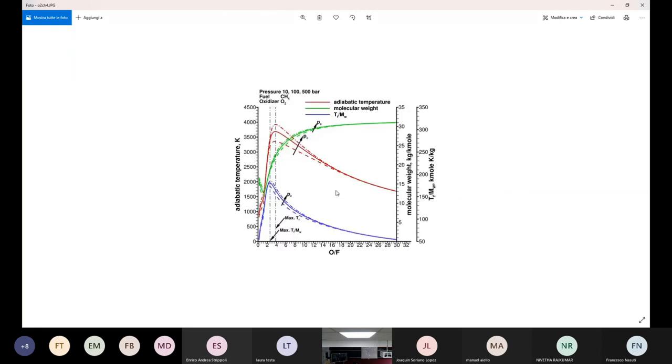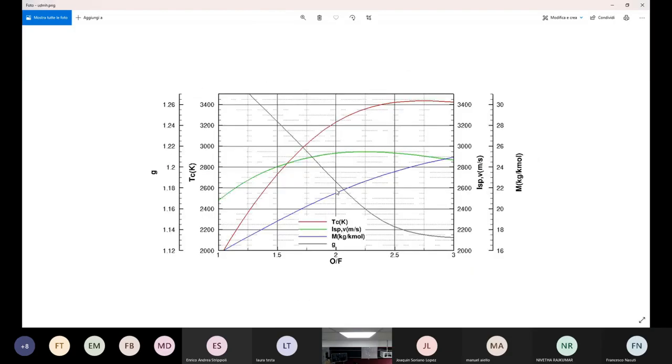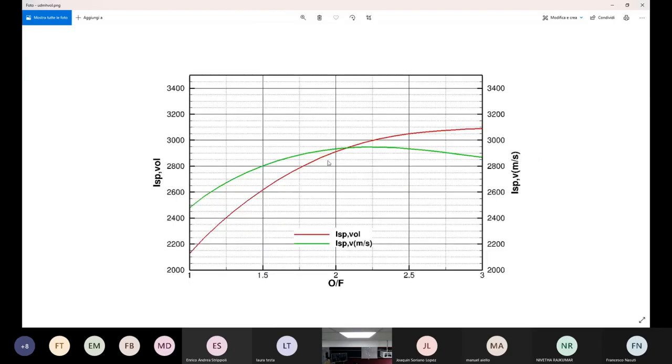So probably this is the two. One is the volumetric specific impulse with peaks here, and this is the specific impulse that peaks at lower than stoichiometric condition. I don't know.